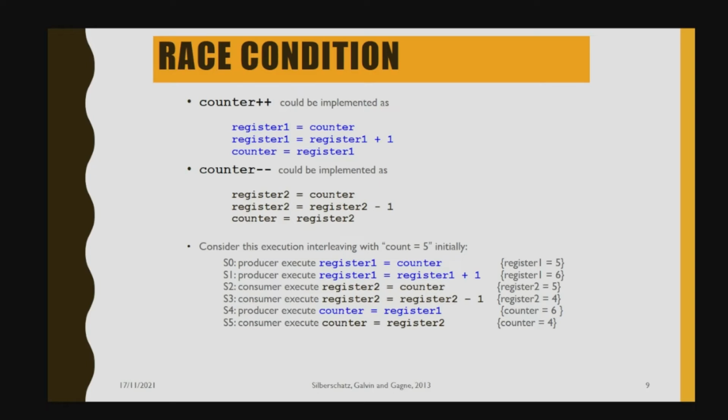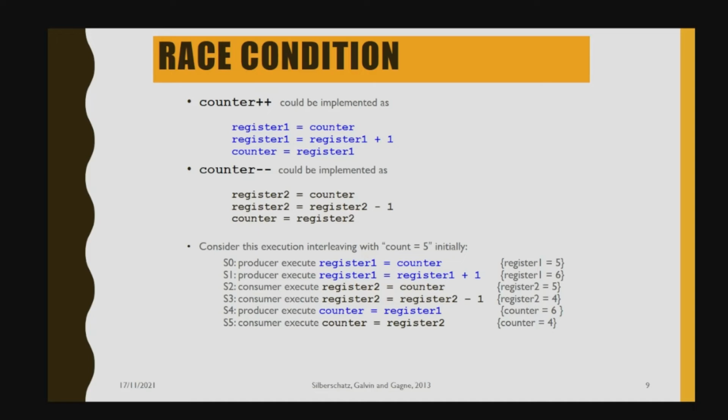Now let's say it is being done in a simultaneous way. counter++ could be implemented as register1 = counter, register1 = register1 + 1, and counter = register1. Let's say counter is set to 0, so now counter is 1. When you do the decrement, counter--, register2 = counter, which is 1, for example. Then register2 = register2 - 1, so counter now is 0. That is the example, the logical way.